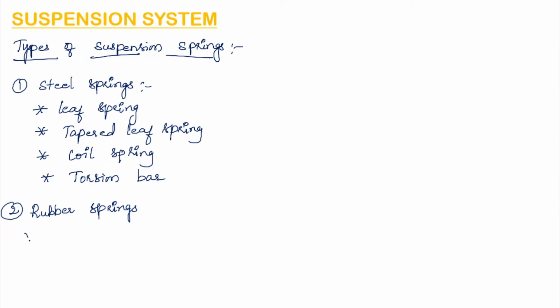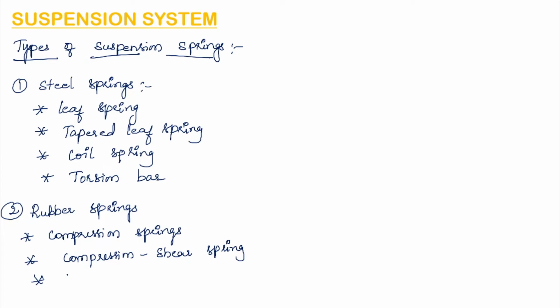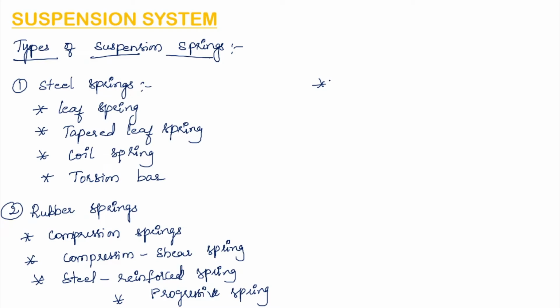So in rubber springs, different types are compression spring, then compression shear spring, then we have the steel reinforced spring, then progressive spring, then the fifth type of rubber spring is face shear spring, and the last one is the torsion shear spring.